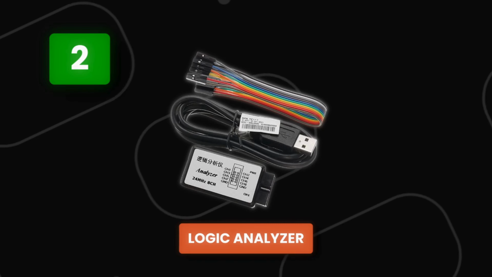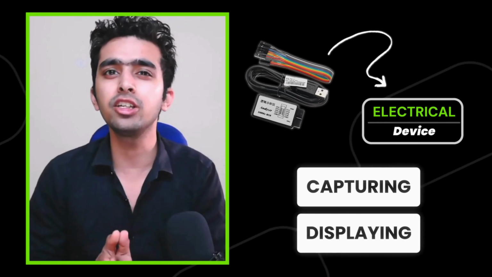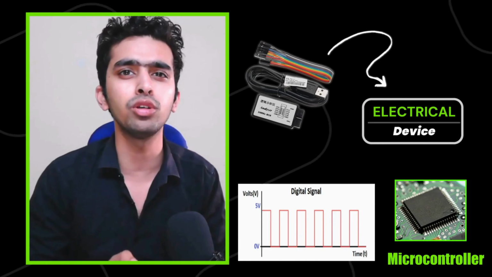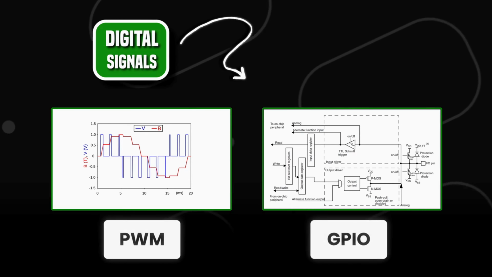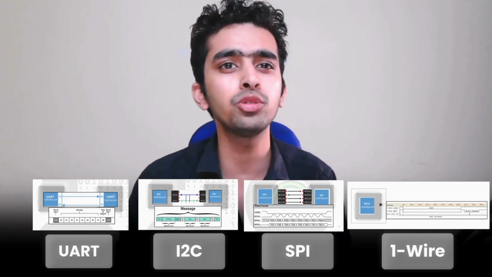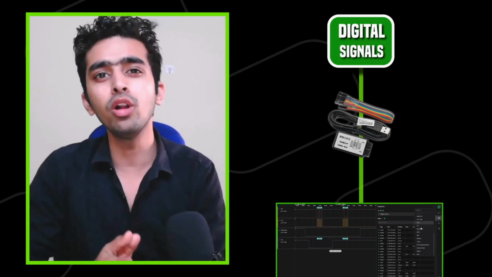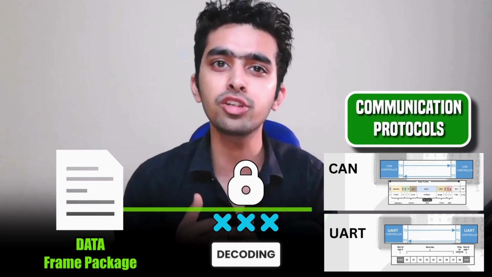The second device is the logic analyzer. It is an electrical device with two roles to play: capturing and displaying multiple digital signals from digital devices like microcontrollers. Digital signals like PWM signals, GPIO input output signals, various kinds of communication protocols like UART, I2C, SPI, one wire, etc. A logic analyzer can capture all such digital signals and display them in a human readable and understandable format by decoding their data packets according to these communication protocols.